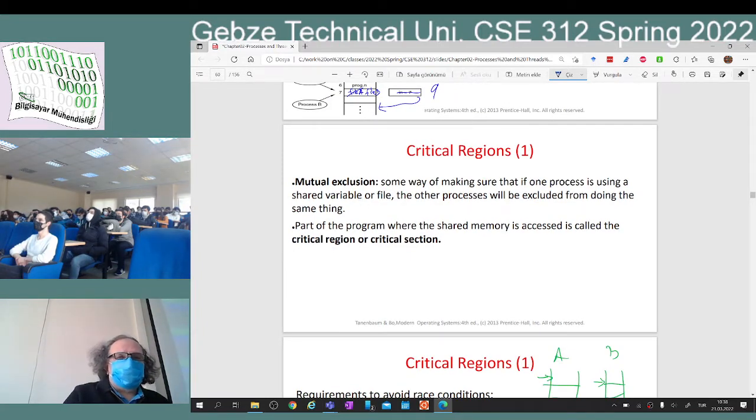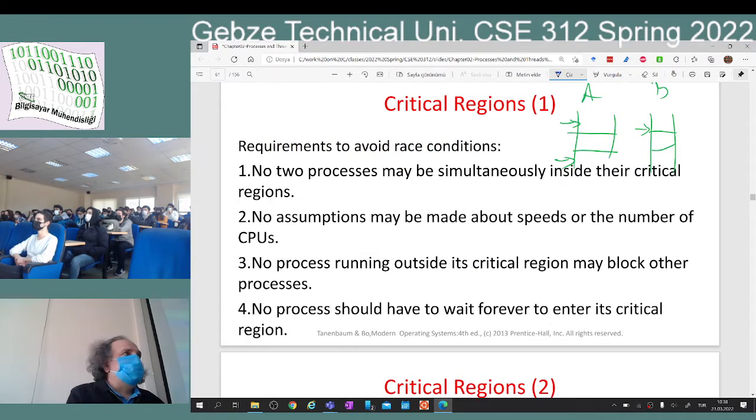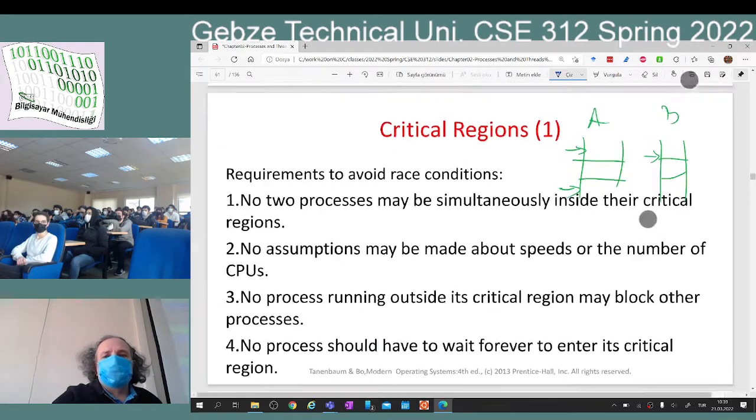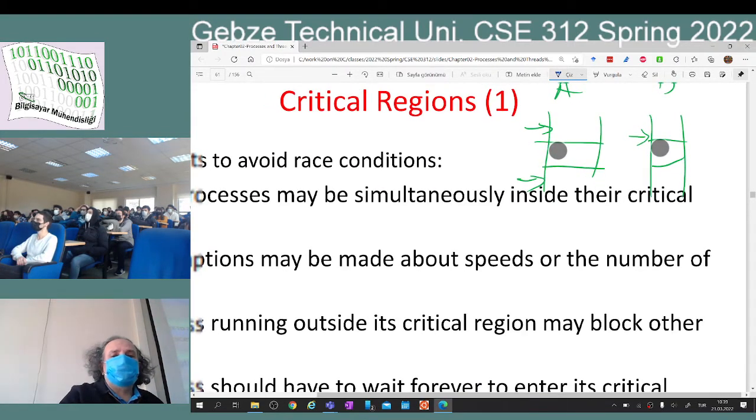Mutual exclusion is some way of making sure that only one process is in the critical region, okay? So either the operating system or our multi-threading library will make sure that only one thread can be in its critical region at a time. Okay, that's what we are going to try to do. So these are some of the rules about critical regions. The theory of multi-threaded applications says that, or maybe I shouldn't call it theory, but these are the set of rules. If you are implementing critical regions with your multi-threading libraries or your operating system, rule number one is no two processes may be simultaneously inside their critical regions. So if this is my critical region A and critical region B, they cannot be in the same region. Either one of them is in the region or both of them are outside of it.